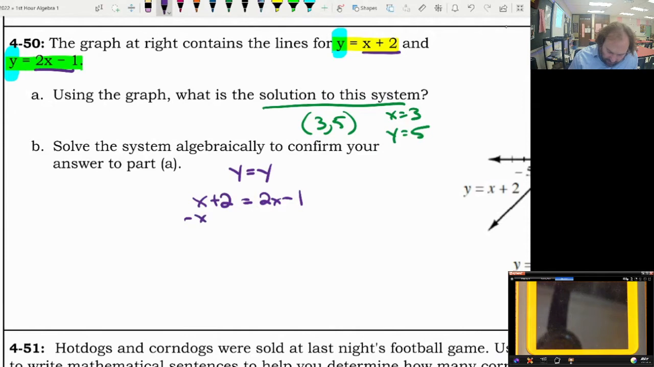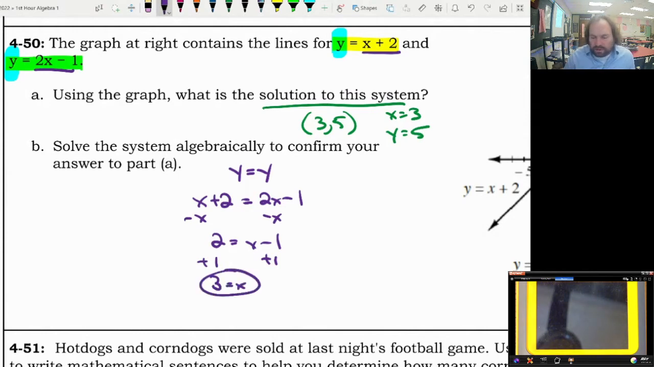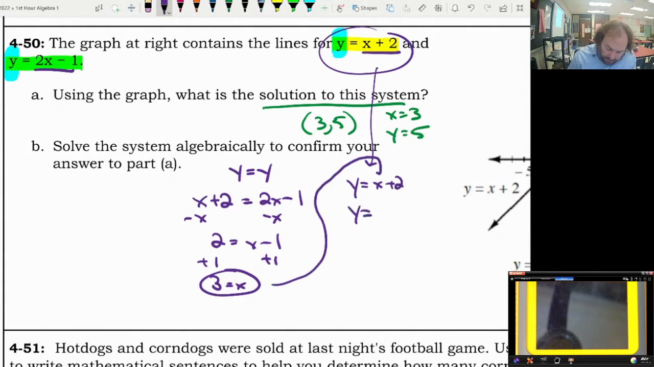If you subtract x from both sides, we get 2 equals x minus 1. If you add the 1 to both sides, you get 3 equals x, and bada bing, bada boom, x equals 3. And of course, you could use either one of the two equations. Let's use this one because it's much easier. y is equal to x plus 2, and we just figured out that x is 3. 3 plus 2 is 5. So, there you go, (3, 5).